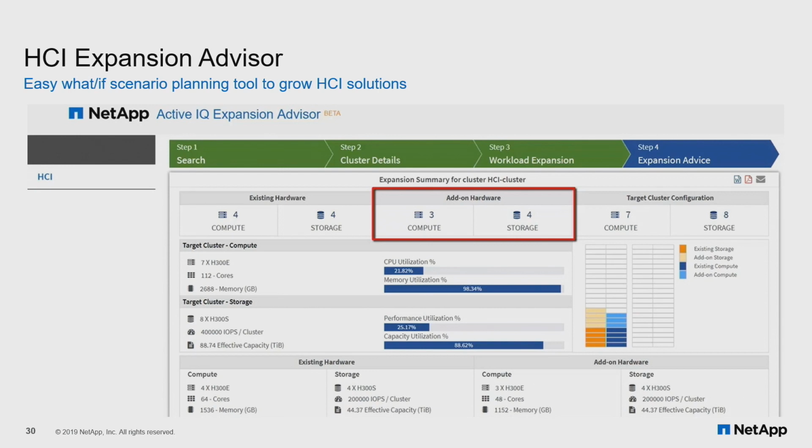a very prescriptive recommendation about the new hardware she would need to add. Right? She gets the details of the additional compute and the additional storage that would be needed to add that workload to this particular cluster. And what's also very helpful for her is she can take the next step to actually submit this to NetApp to get a quote for this additional hardware that she needs.